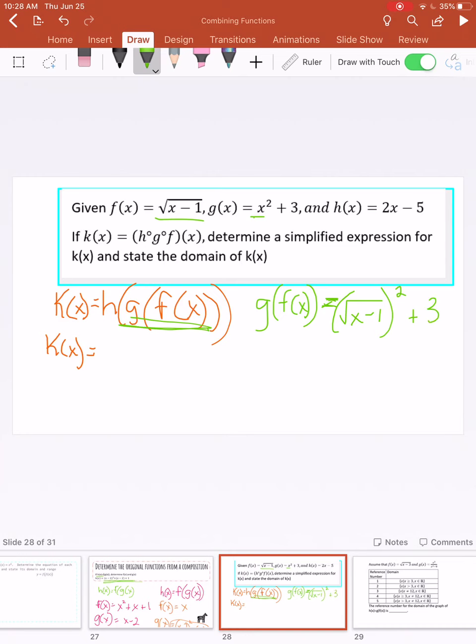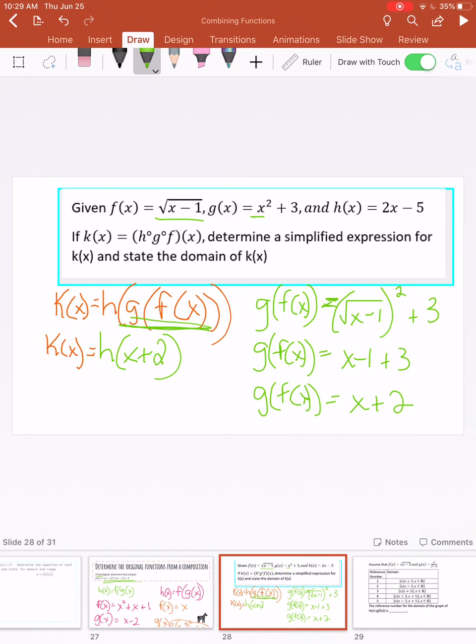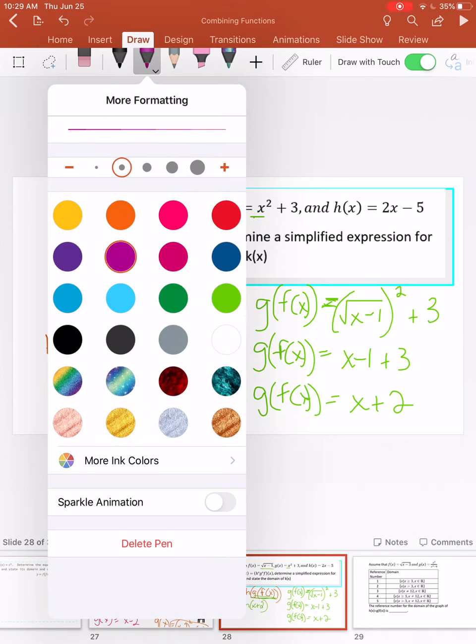Okay, so then what ends up happening is that square and the square root cancel out, so then I'm just left with x minus 1 plus 3. And then from here I can collect like terms, and I end up with x plus 2. Excellent. So now I'm going to replace that whole thing with x plus 2, that answer that I got there. Let's use a different color even.